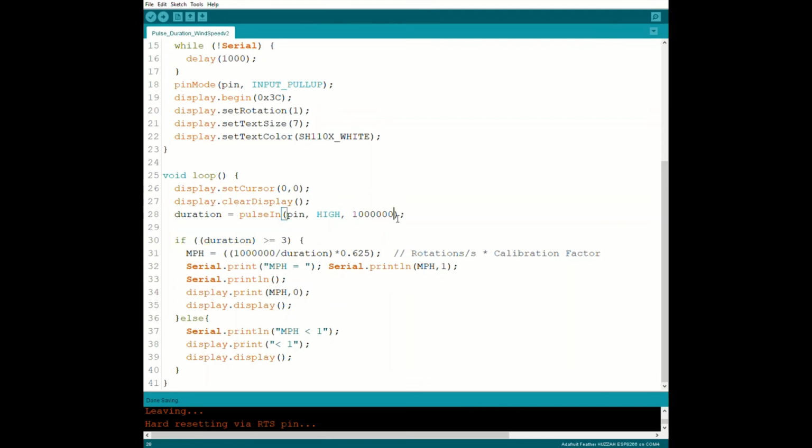Remember I said 1 second? If it goes beyond this 1 million microseconds or 1 second, it will return 0. That's what the pulseIn does. So if I divide by 0, I get an error. So I'll put this else statement in here to say, okay, if it took longer than 1 second for my anemometer to rotate, my wind speed is less than 1 mile an hour. Therefore, I want to print miles per hour is less than 1 for both the display and the serial print.